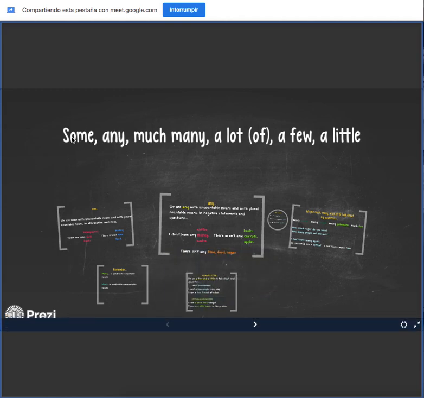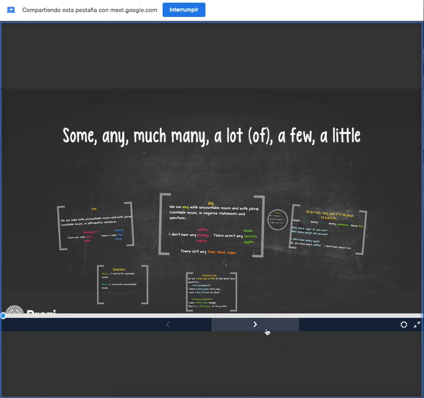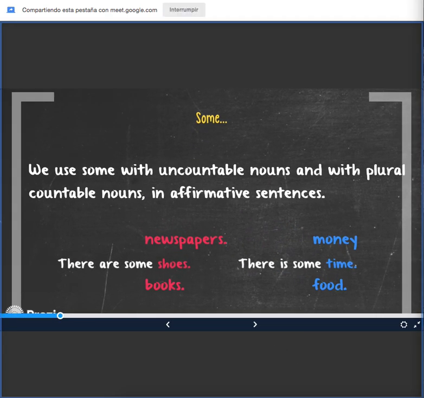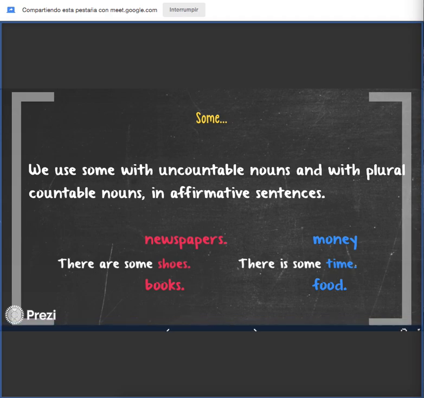So let's begin with two of the most important, some and any. Here we go. Let's begin with some. So, Jerónimo, can you please help me reading the first part of this slide, baby? Me? Yeah. Okay. We use some with uncountable nouns and with plural countable nouns in affirmative sentences. Thank you. So, look at this. First of all, you need to know these babies. Some can be used with countable and with uncountable nouns, with both. And that's okay. There is no problem with that. Lo puedes usar con ambos, contables y no contables, y es perfecto.